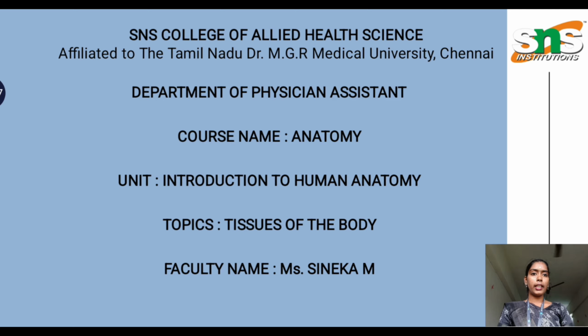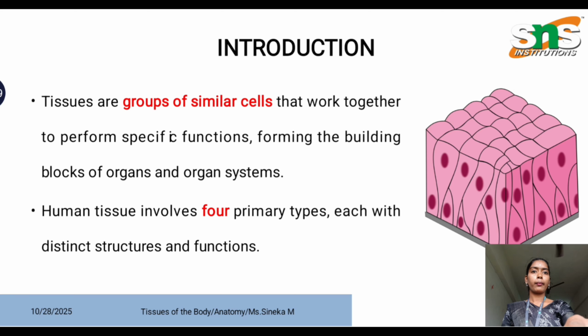Today we are going to see about tissues of the body. Introduction. Tissues are a group of similar cells that work together to perform specific functions. There are four primary types of tissues in our body. Tissues are the building blocks of our organs. Human organs are made up of tissue, so it is the building block of our organ system. We will see them one by one.